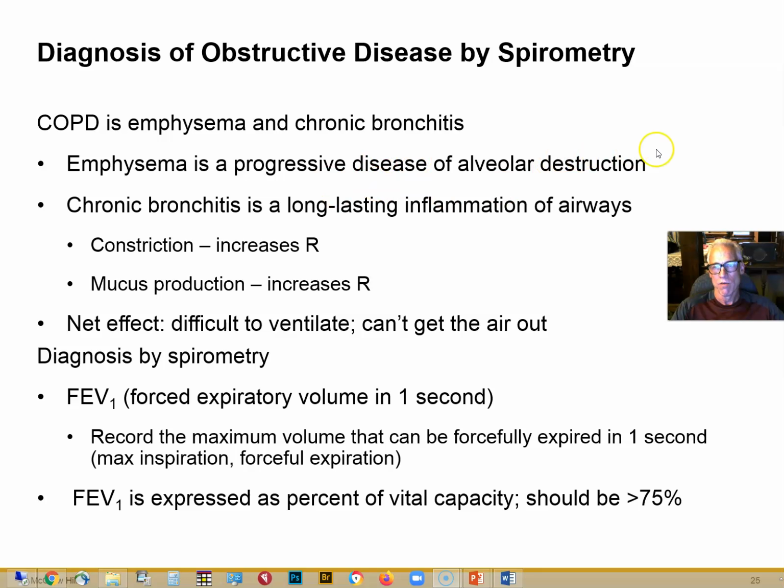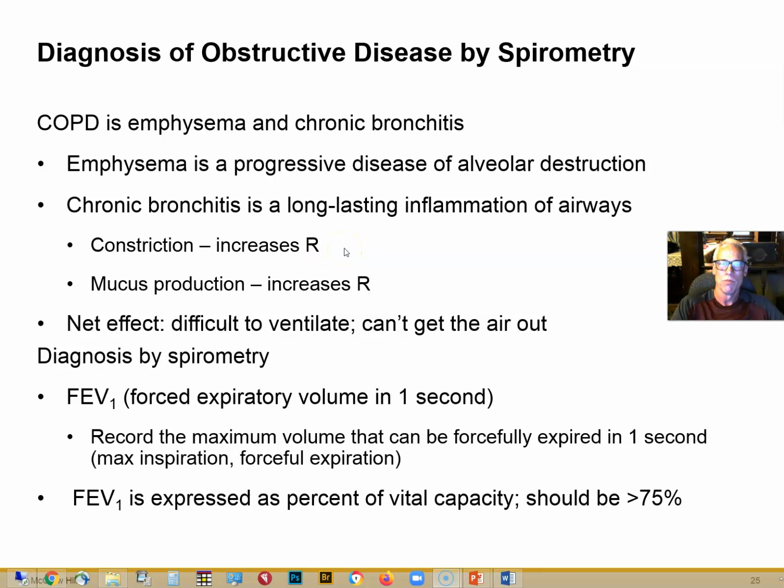Remember, we said the amount of gas you can get to diffuse across the respiratory membrane depends on the surface area. We're losing that surface area. Chronic bronchitis is inflammation. Histamine is being released, causing bronchoconstriction as well as mucus production, which produces a large increase in resistance to airflow.